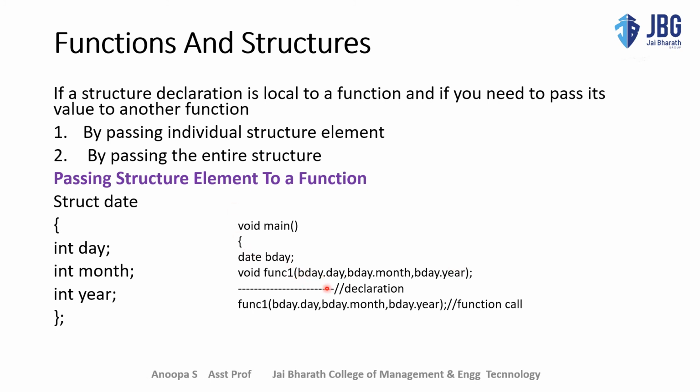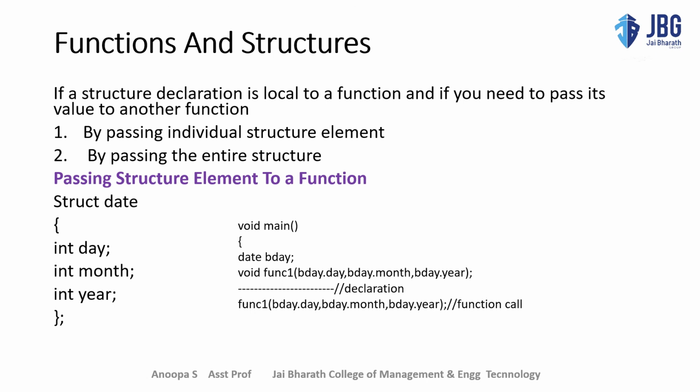Now we will declare the function. This is a function call. See how I am calling it by using arguments. What are the arguments? Structure members, right? The data of the structure is used: birthday dot day, birthday dot month, birthday dot year. So the corresponding values stored in the particular structure will be used for calling the function. So this is passing individual structure elements.